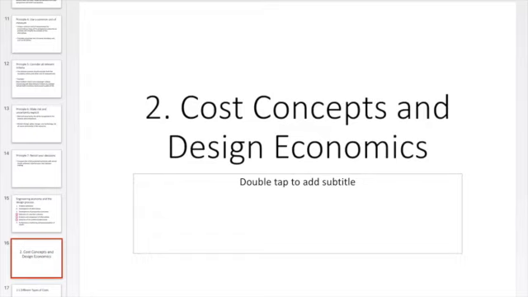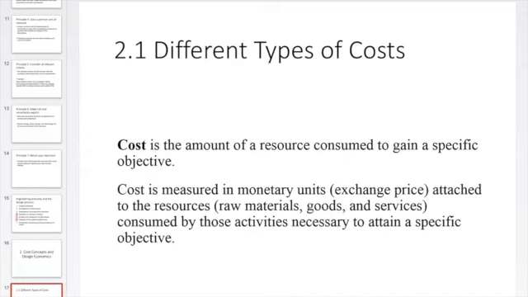Now let's touch a little bit on chapter 2. Chapter 2 is all about the costs. Because we said in engineering economy, we always want to compare the cost and the benefit of different solutions. So cost is something very important. We need to know the structure of the cost. There are different types of costs.